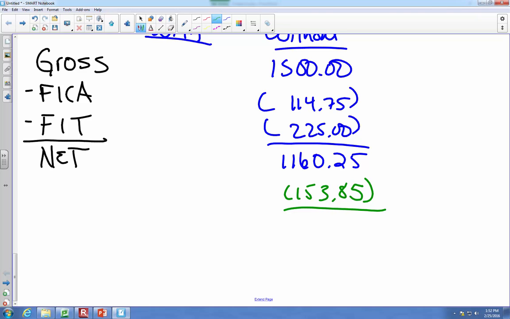So when that's all said and done, she's got $1,006.40 left, right? Okay, how does a flex work?